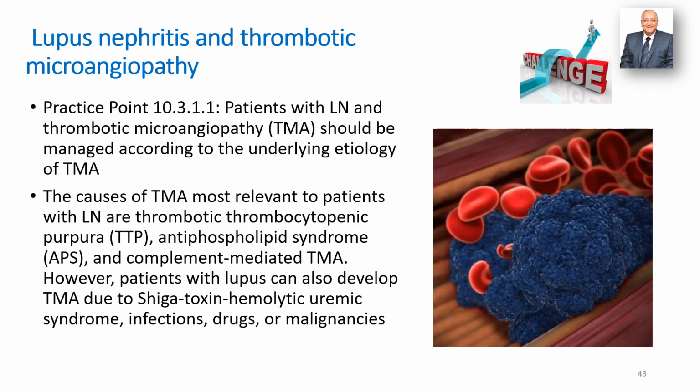A great challenge is patients with lupus nephritis presenting with thrombotic microangiopathy, who should be managed according to the underlying etiology of TMA, with the most common causes being TTP, antiphospholipid syndrome, and complement-mediated thrombotic microangiopathy. However, patients with lupus can also develop TMA due to Shiga toxin hemolytic uremic syndrome, infection, drugs, or malignancies.